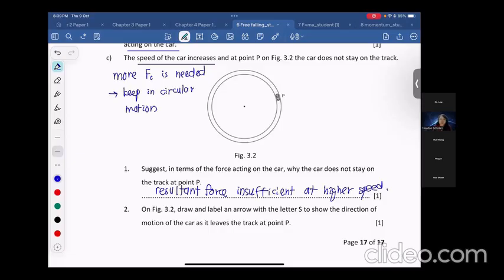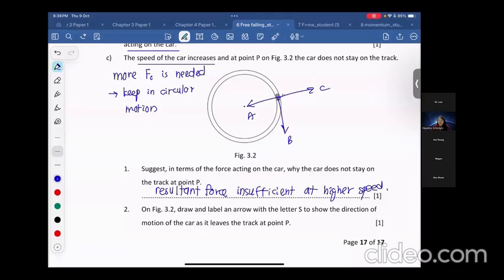Second one, draw and label an arrow with the letter S to show the direction of motion of the car as it leaves the track at point P. At point P, it's not enough to hold anymore. Where is your car going? I give you a few options, A, B, C. If it's not enough to hold, where is your car going?